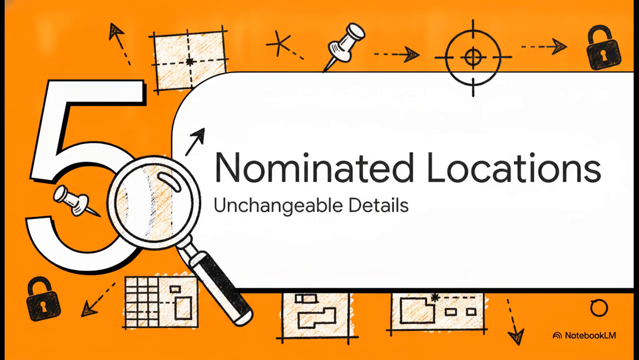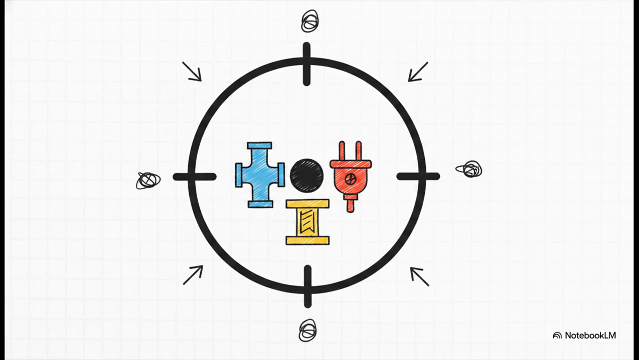Finally, Section 5, Pinpointing Nominated Locations. The unchangeable details. We've reached the most precise stage of site orientation. Once the broad boundaries are verified, you have to pinpoint the exact spots that absolutely, positively cannot be moved. These are your nominated locations, specific predetermined points calculated for plumbing, electrical, and structural systems.